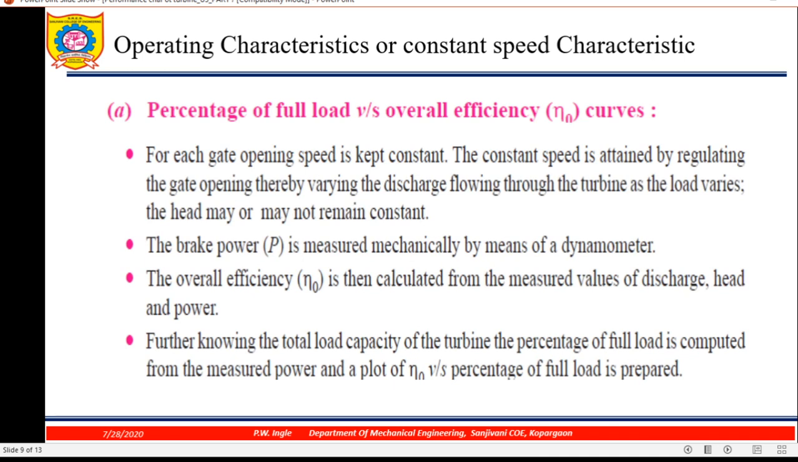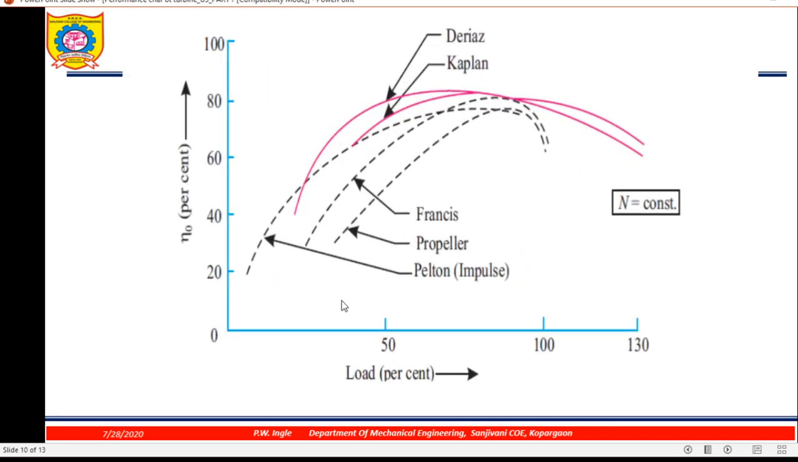Now next is percentage of full load versus overall efficiency. So for each gate opening, the speed is kept constant. The constant speed is attained by regulating the gate opening, thereby varying the discharge flowing through the turbine. So brake power is measured by dynamometer, then overall efficiency is calculated. So you are getting this. These are the characteristics for percentage of load. Suppose at zero load, how the characteristic for the Kaplan turbine, Francis turbine, propeller and Pelton turbine we are getting. Then how they behave at 50%, at 100%, at 130%.